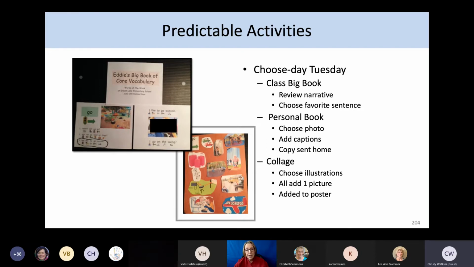So this takes a little time where he has to pick out his photo and they drop that in there and it has to be printed off. This is going to take a little time and a little ink. But that gets sent home.